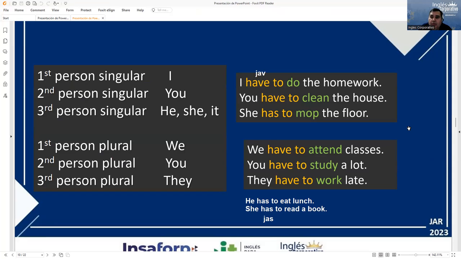For the third person singular, he, she, and it, we use has to. So he has to study the lesson. But she has to mop the floor. Okay, she has to take an exam. Okay, we say, for plural, they have to work late. They have to work late. Other additional examples: he has to eat lunch. She has to read a book. Has to.